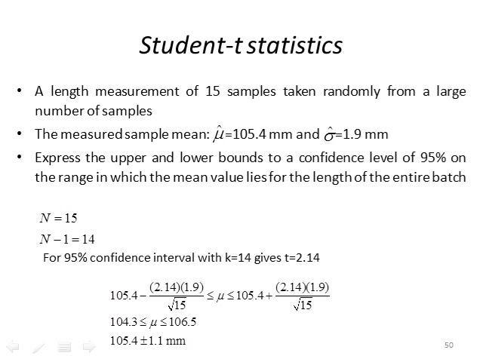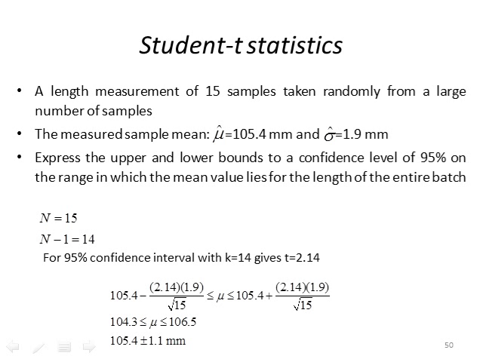Now we want to express the upper and lower bounds to a confidence interval of 95% on the range in which the mean value lies for the length of the entire batch. Okay, n is equal to 15 degrees of freedom or sample size, and then n minus 1 is equal to 14. Now for a 95% confidence interval with k equal to 14, gives t equal to 2.14, as we saw in the table on the previous page. So if we want to compute then our estimation of the mean, you will see that we will compute this, and then our estimation of the mean will lie within the range 104.3 and 106.5. Then if we take our mu hat, this is 105.4 plus or minus 1.1 millimeter.